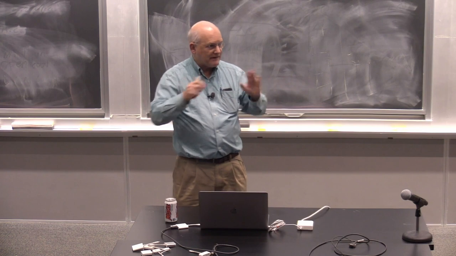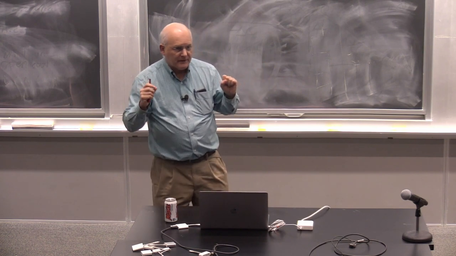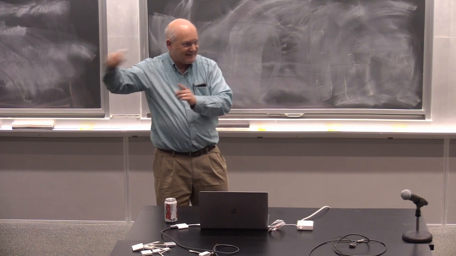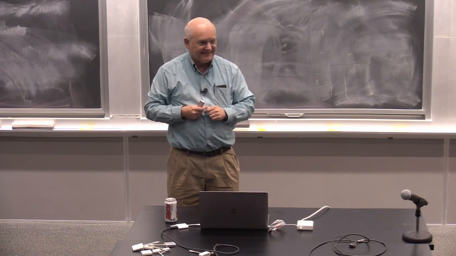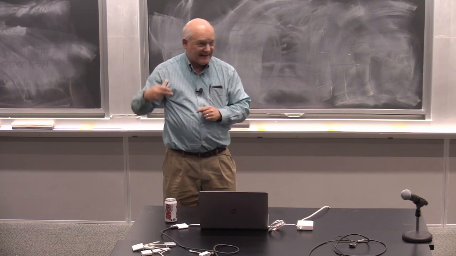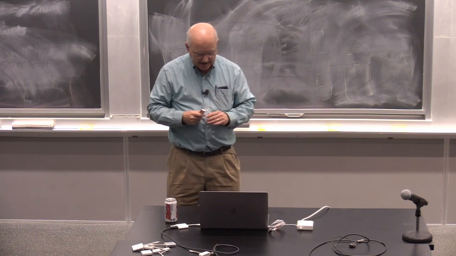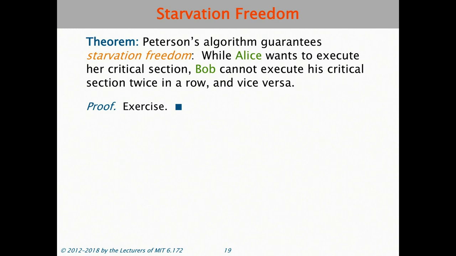Now that doesn't happen, as you can see from the code, because every time you go, you set the turn to the other person. Okay, so if they do want to go, they get to go through. But proving that is a nice exercise. Okay, and it will warm you up to this kind of analysis. Okay, how you go about it.